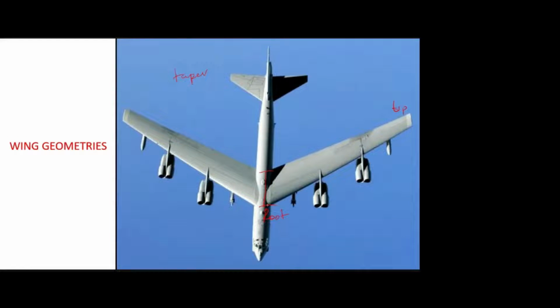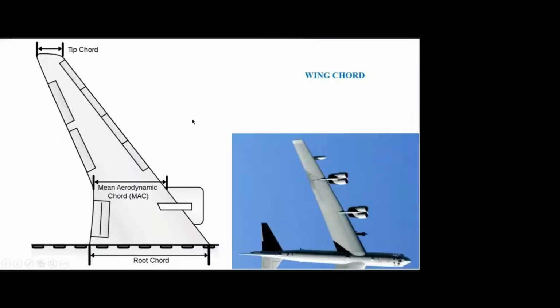Chord means the distance between the leading edge and the trailing edge. Next, taper ratio, span. The basic one is span, right? The length of the wing, span. Yes, sir. Then chord, and then the taper ratio, aspect ratio, everything comes. Okay, that we will see one by one now.